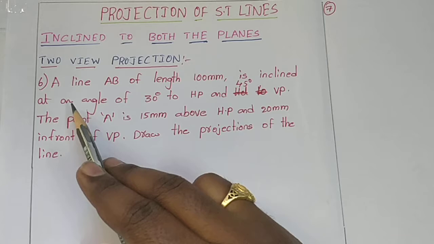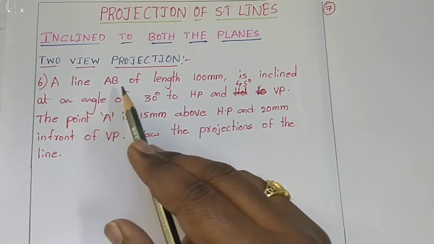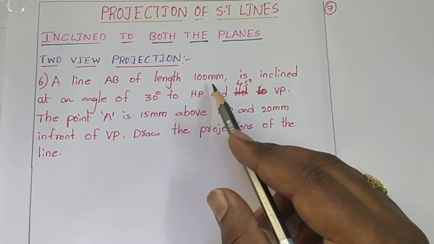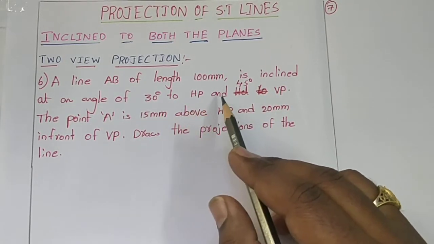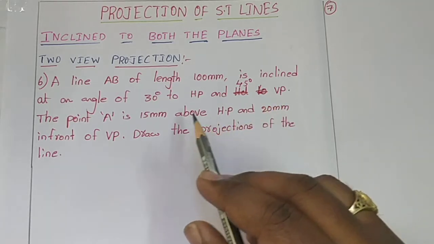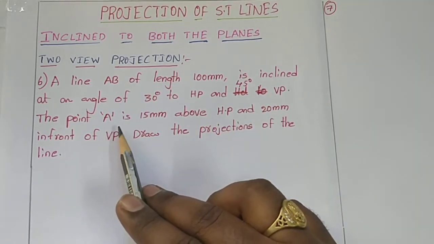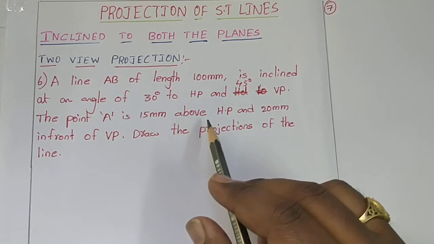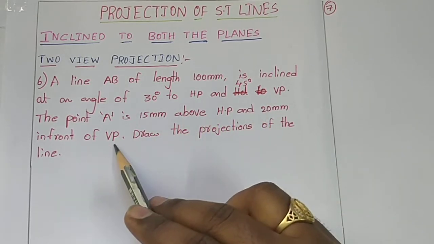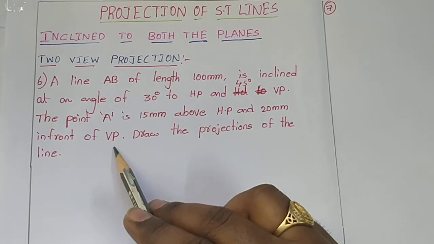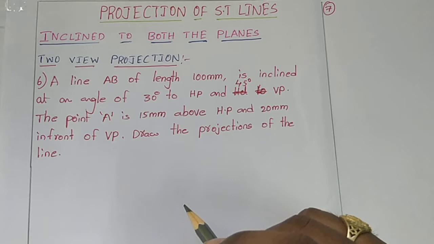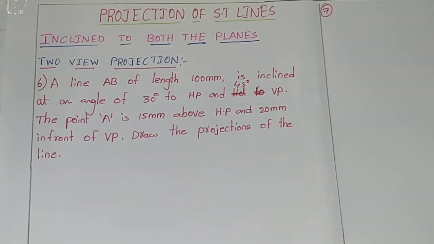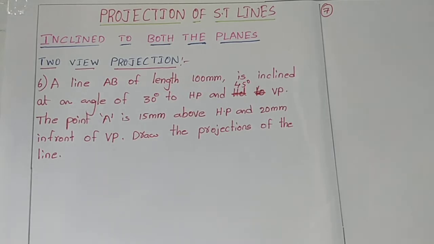Here the problem given is that a line AB of length 100 mm is inclined at an angle of 30 degrees to HP and 45 degrees to VP. The point A is 15 mm above HP and 20 mm in front of VP. Draw the projections of the line. It is the given problem. Here in this problem, the condition is inclined to both the reference planes.